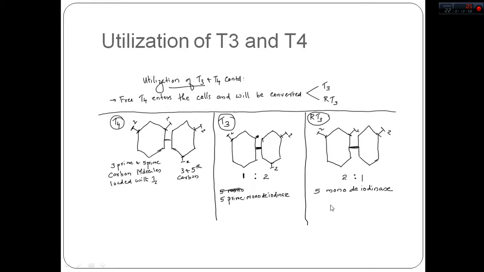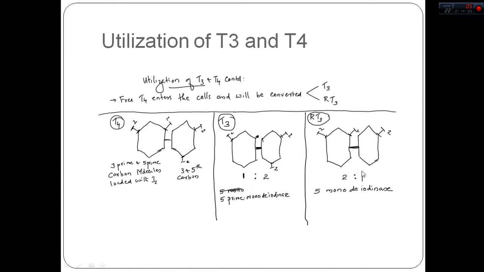But unfortunately, there's one more enzyme present in the cells called 5 monodeiodinase. What this enzyme does is, instead of removing an iodine molecule from the 5' carbon molecule, this will remove the iodine from the 5th carbon molecule on the second DIT. So in this case, the first DIT has 2 iodine molecules, and the second DIT became MIT because from the 5 carbon molecule, the iodine has been removed.